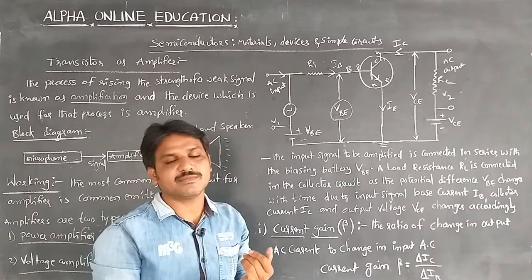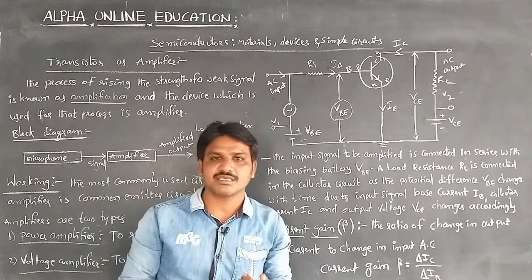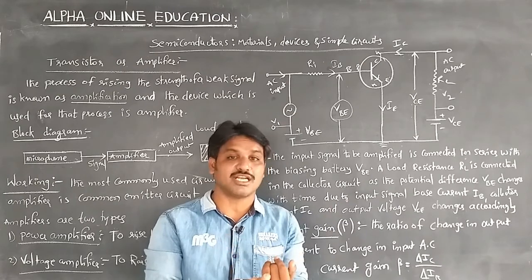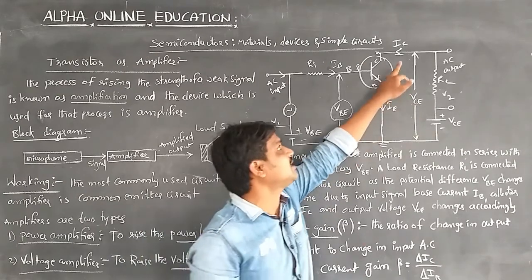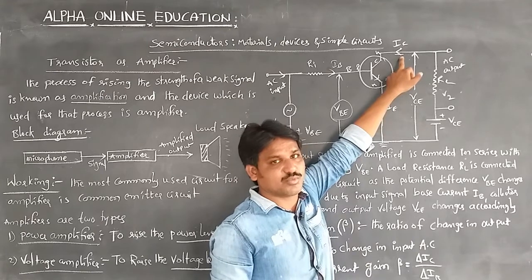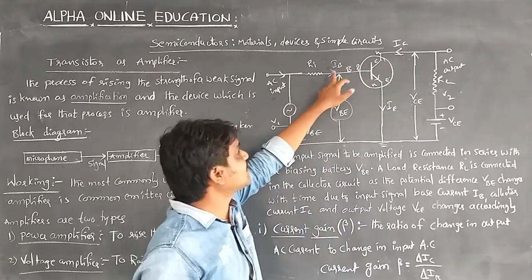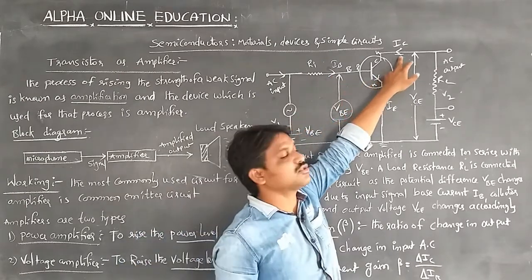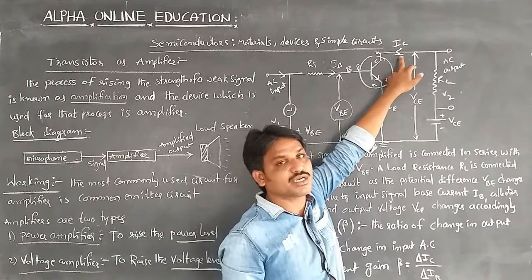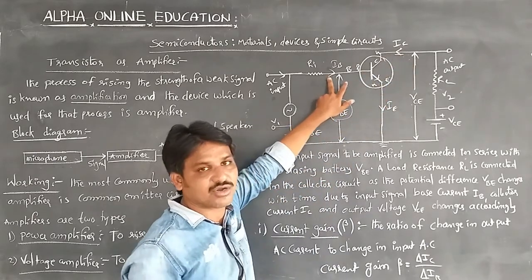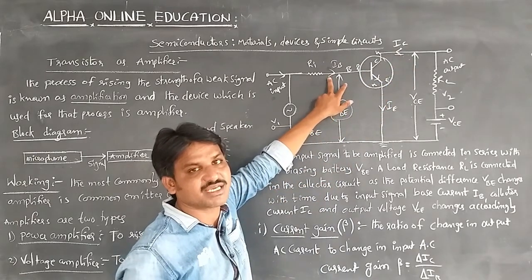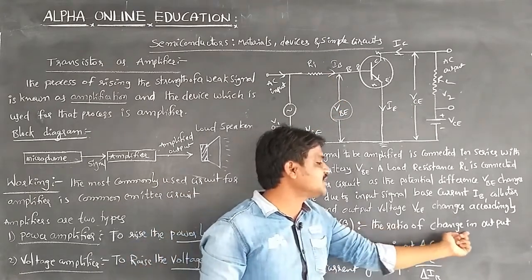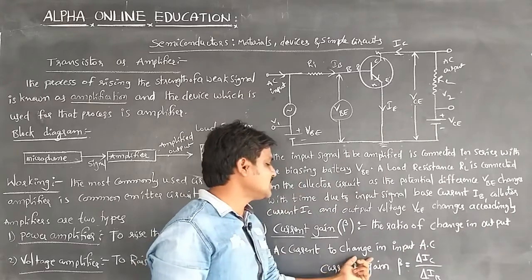What is meant by current gain? As we already discussed, current gain is the ratio of output current to input current. The output current is the collector current, and the input current is the base current. So the ratio of the change in output current to the change in input current is called the current gain, denoted by beta.